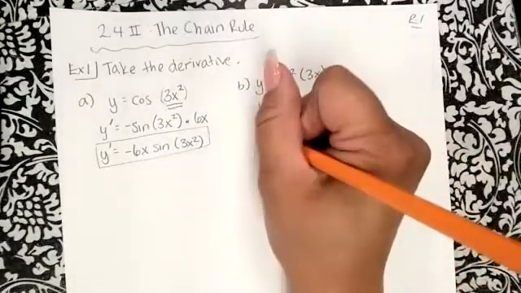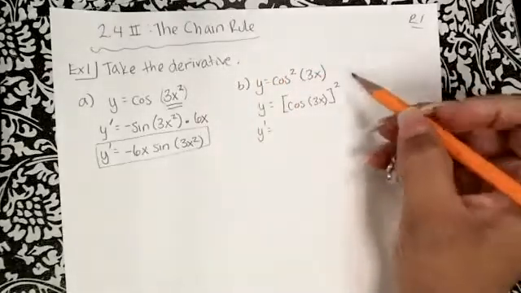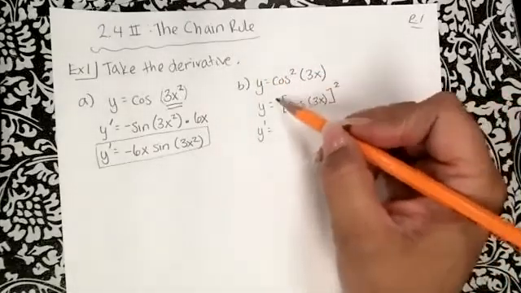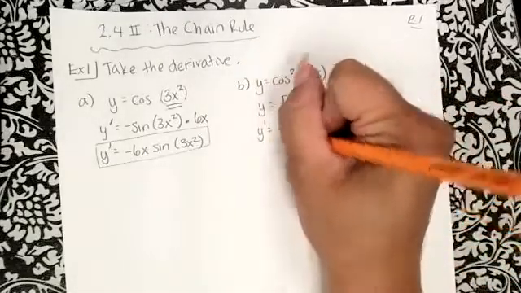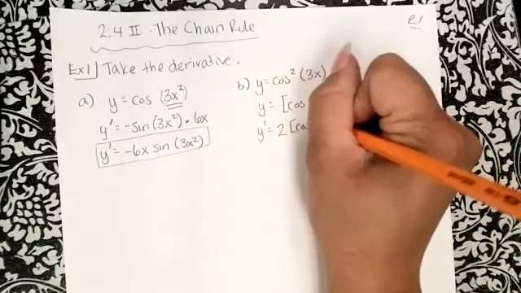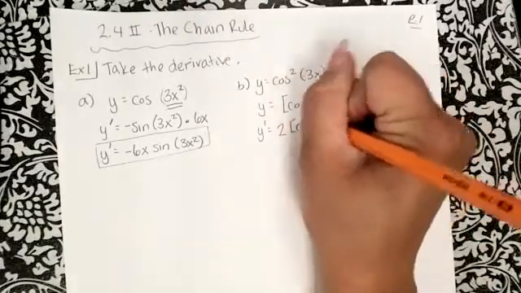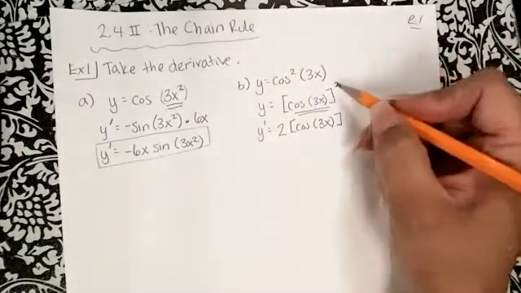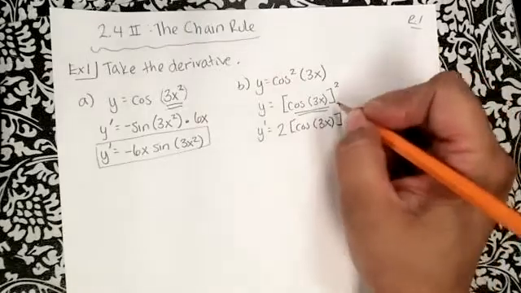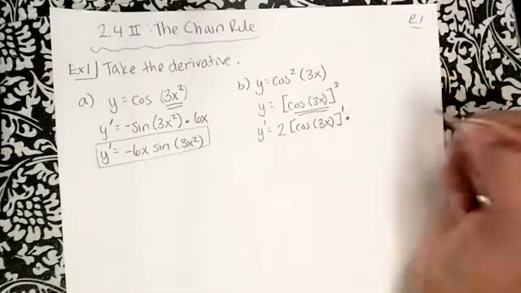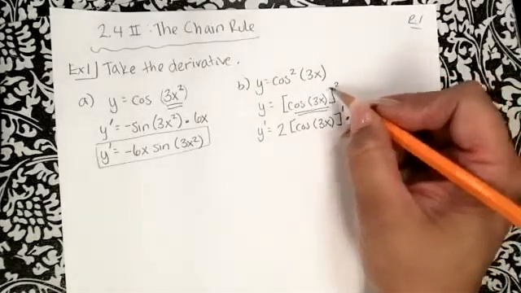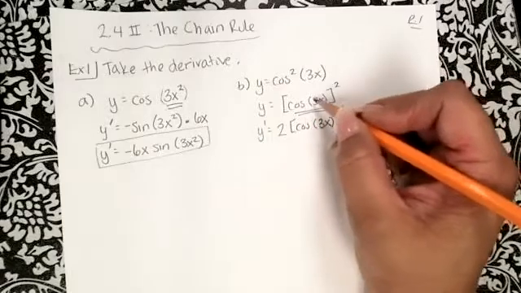The derivative of y is going to be y prime. Now remember, always do the outside. So I'm going to bring the 2 out to the front. And now I have cosine 3x on the inside because you keep the inside the same. And then decrease the power. So when I decrease the 2, it turns into a 1. Now that I took care of the outside, I'm going to take the derivative of the inside.